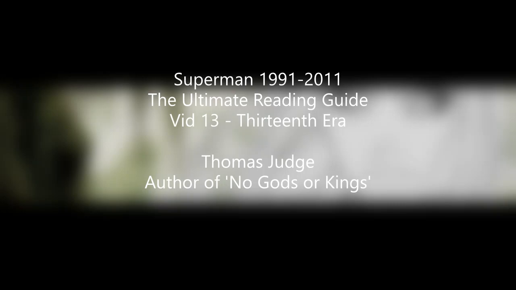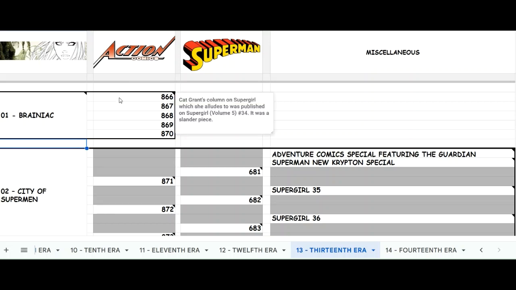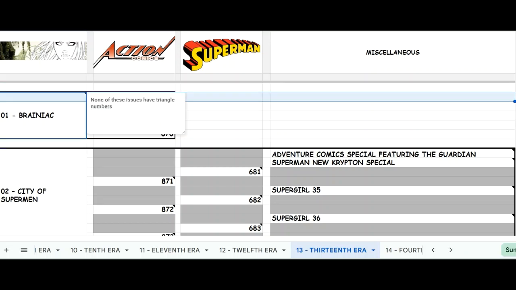So with no further ado, here, everybody, is the 13th era of Superman from 1991 to 2011. This is going to cover the era which goes directly from where the last video ended, which wasn't an event, all the way up to the Blackest Night event, which we're going to be covering tomorrow in tomorrow's event video. Remember, as we go through this, please just look at this line by line, row by row.